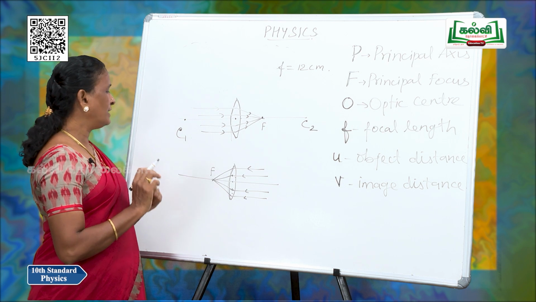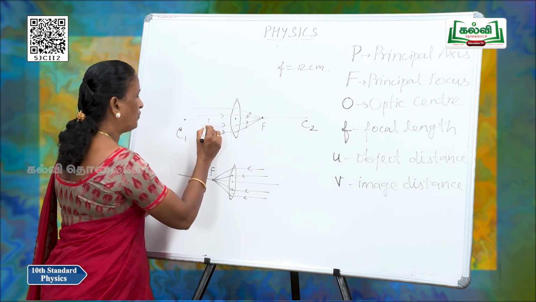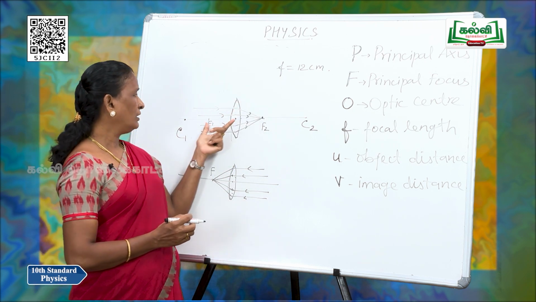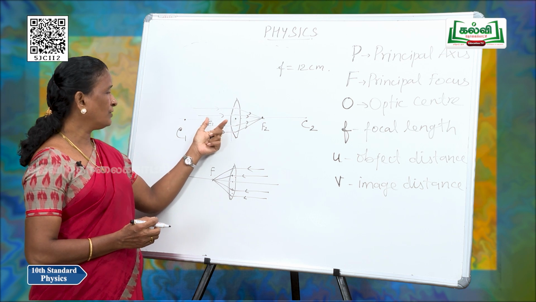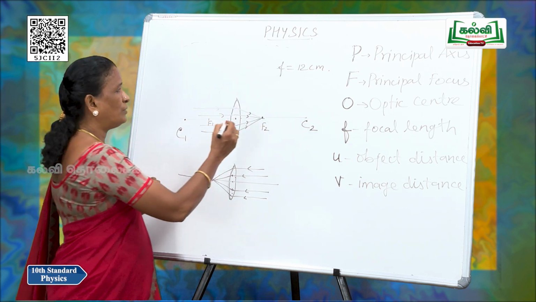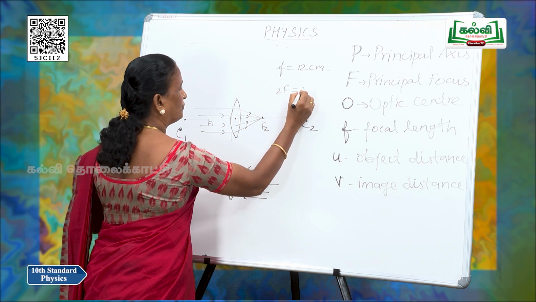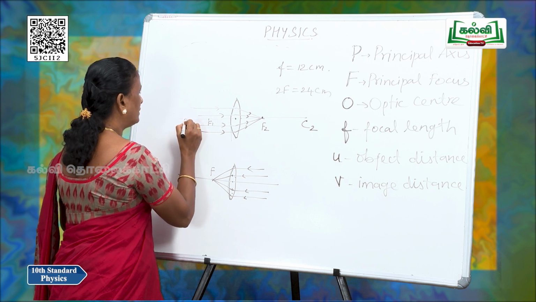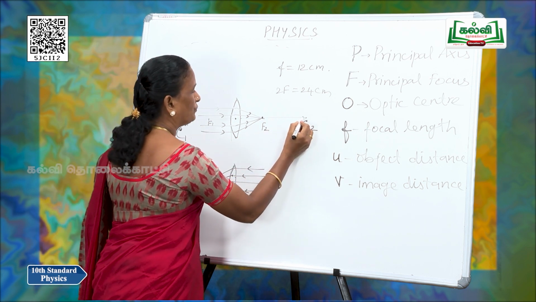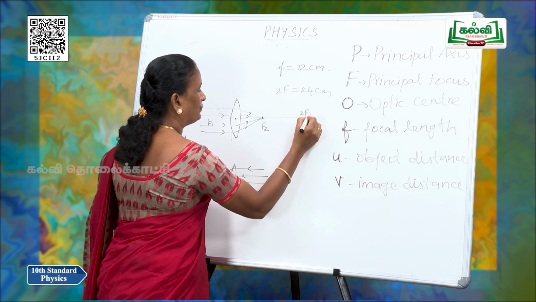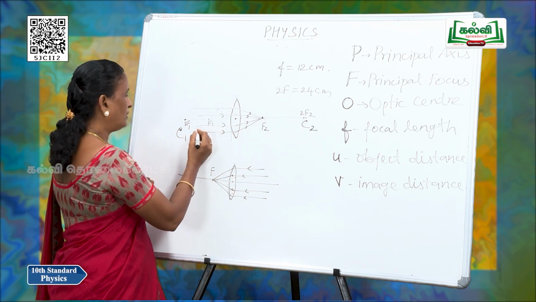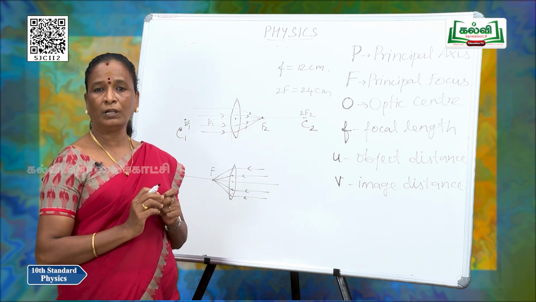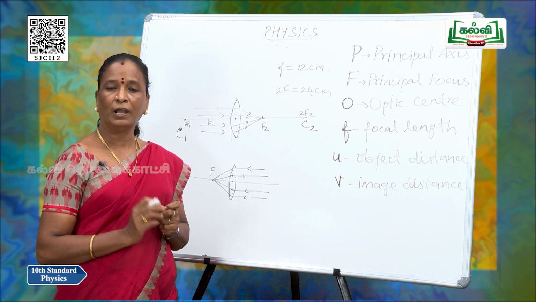For our convenience, we are naming this f1 and this f2. If the distance between the optic center and f1 is 12 centimeters, what is 2f? Multiply it by 2, 2f is equal to 24 centimeters. So we are marking 2f here, and this side also 2f: 2f2, this is 2f1. So f1, 2f1, f2, 2f2. Are you clear now?